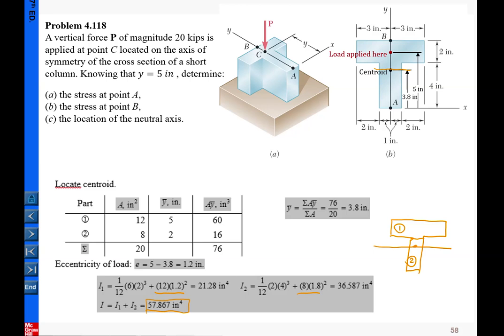So with everything ready, we'll look at this problem. The point loading applied on this cross section is pointing into the paper, applied downward with respect to this cross section. We want to determine the stress at point B, the stress at point A, and the location of the neutral axis. You could ask me why the neutral axis is not passing through the centroid. Again, this is an eccentric loading. Eccentric loading will offset the neutral axis from the centroid. So keep this in mind.